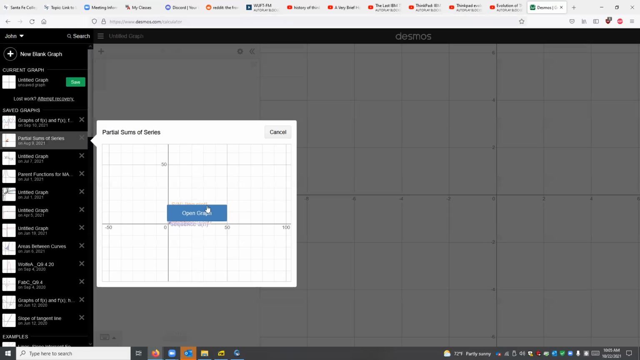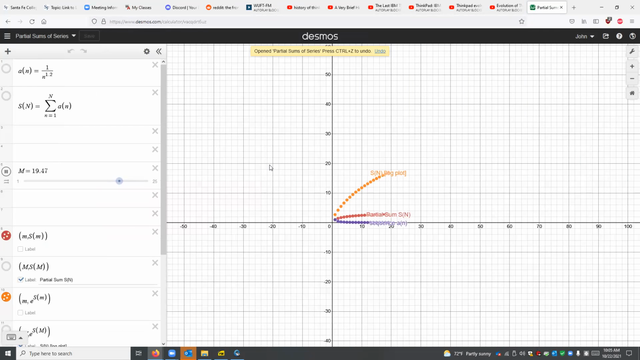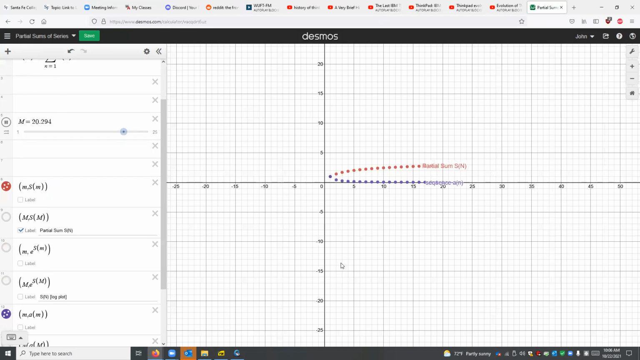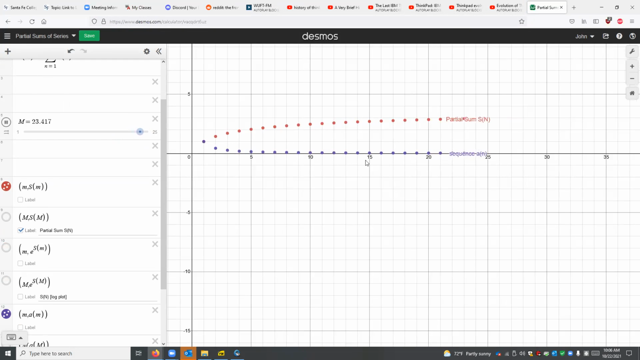So one of the tools that's nice to play with is looking at the graphs of the partial sums and the graphs of the sequence itself. I have on here what I call the log plot of the partial sum. And this makes it easier to see if the partial sum is going to infinity or not. I'm going to turn it off now so we can just focus on the objects in question. Okay. So the purple is the terms of the series, a_n, the things we're adding up. And the red is the capital Nth partial sum. So remember, if the capital Nth partial sum has a finite limit, that's what it means to say that the series converges.